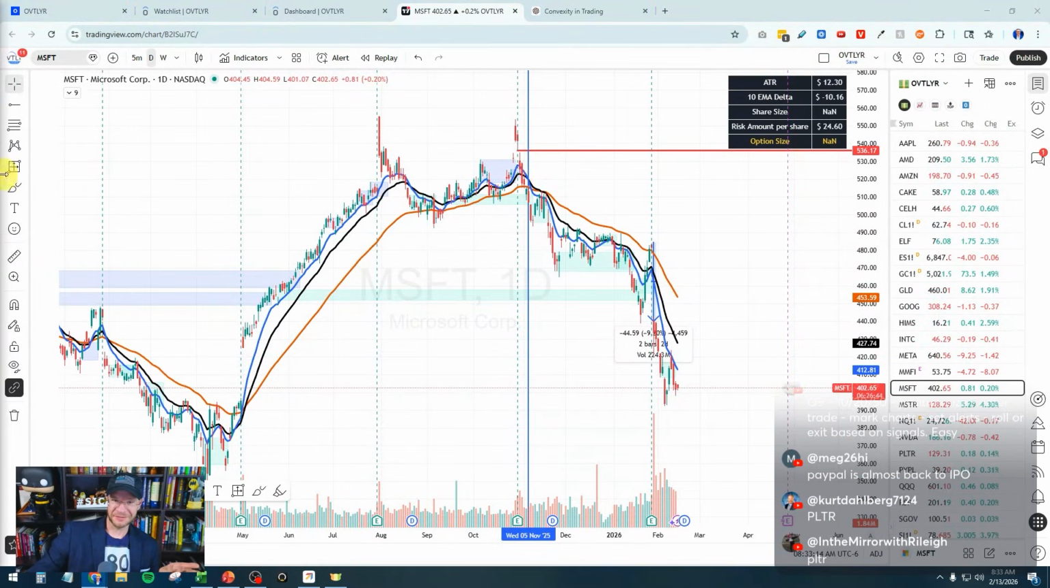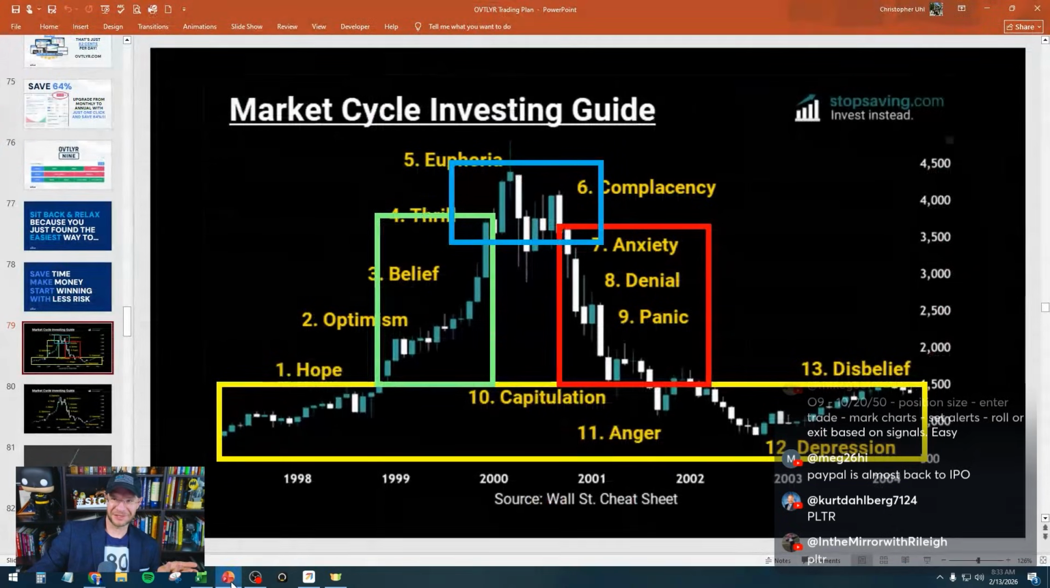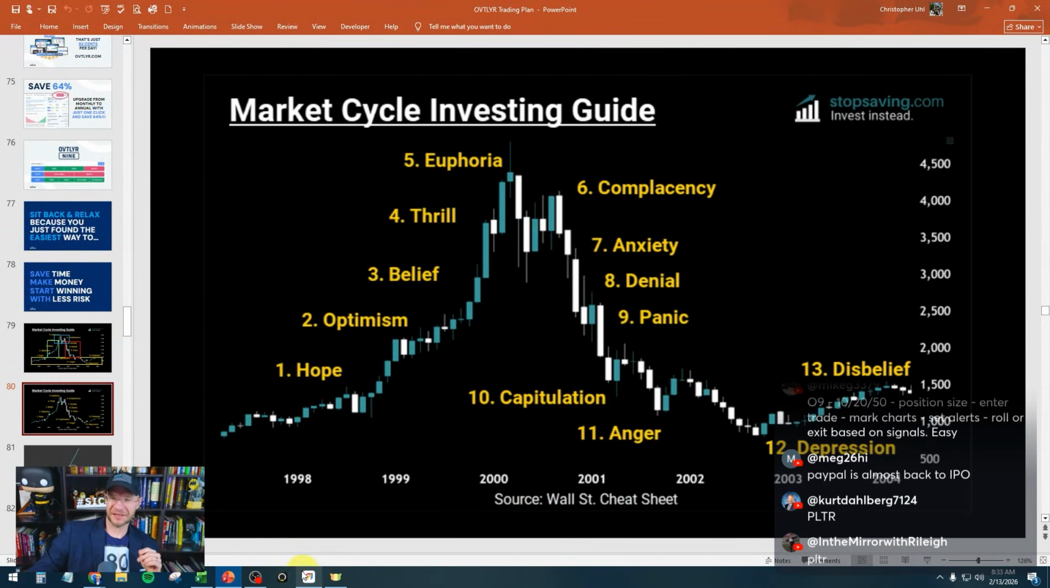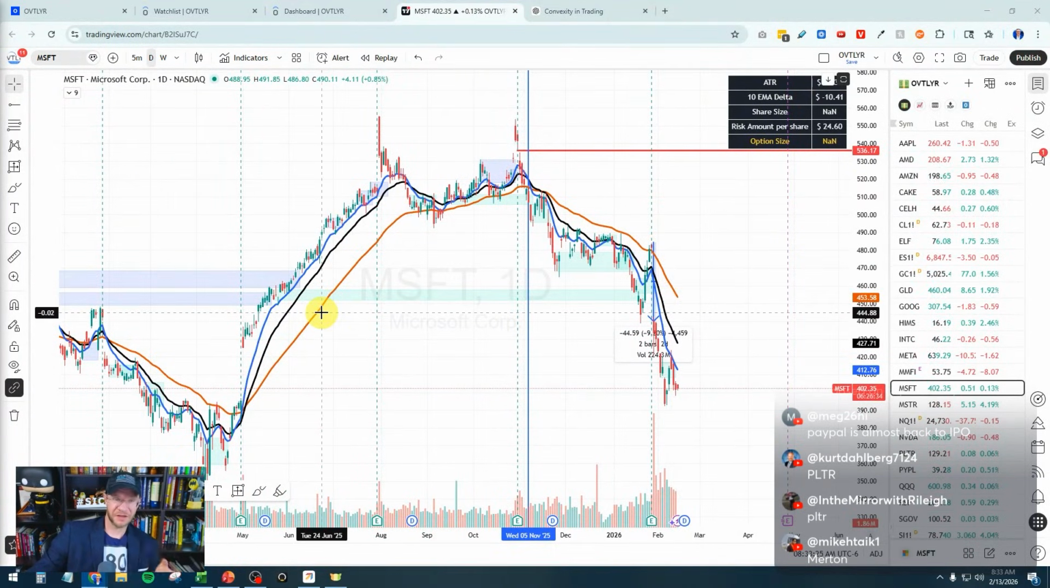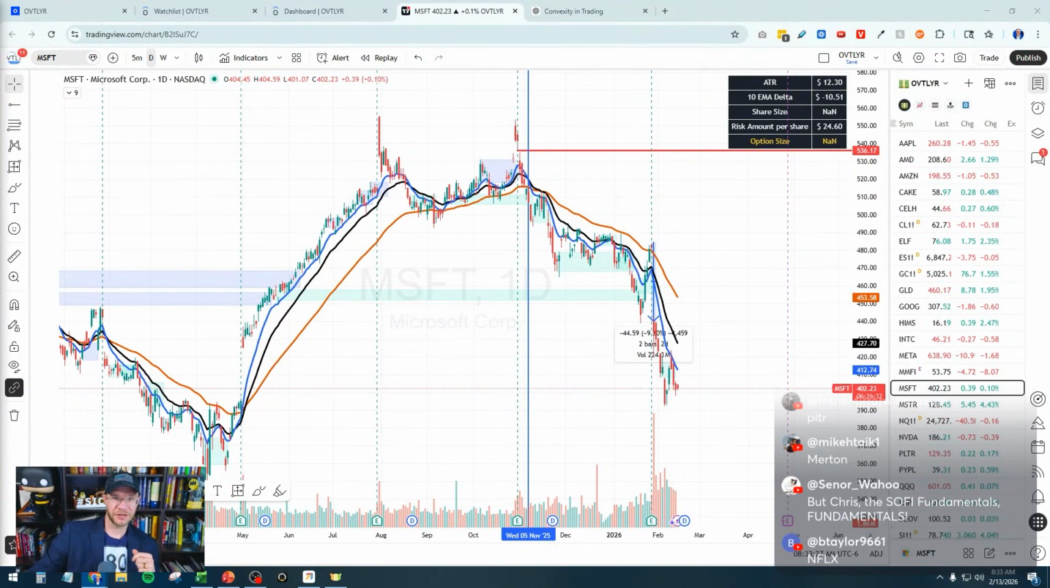I'm just saying, tell me it's real, or try and convince me that this isn't real. It's just human greed and fear playing out on the chart. This is history books, right? All this is a history book of what's going on in the market.